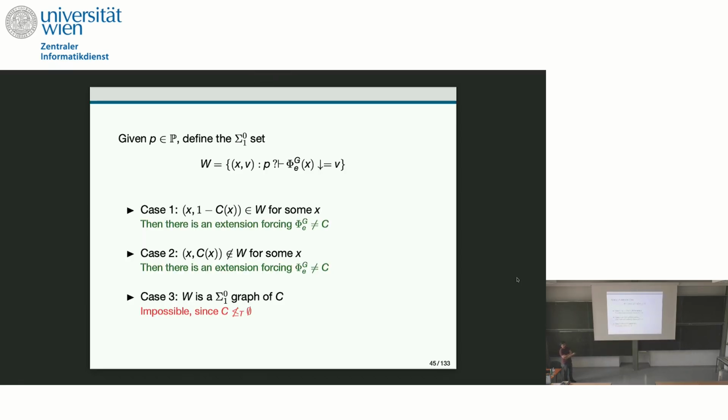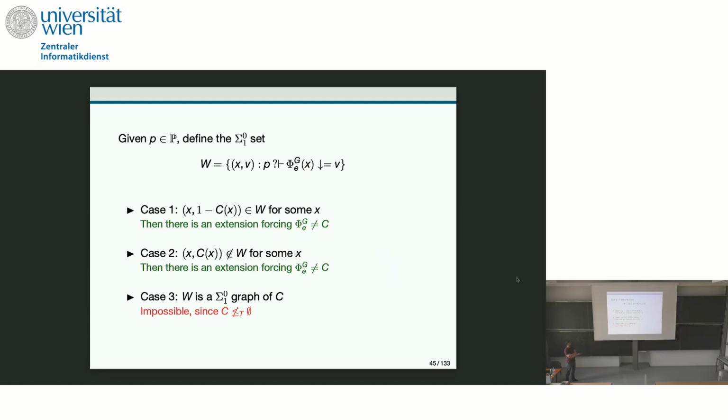So here is still the same proof structure. Given a condition, consider the following Sigma 1 set, and it's Sigma 1 because you are Sigma 1 preserving. The set of pairs x, v, so that you answer yes to: can I find an extension which will take input x and output v? So if x and a wrong value belongs to W, by specification of the forcing question, it means that there exists an extension which will force you to halt on input x and output a wrong value.